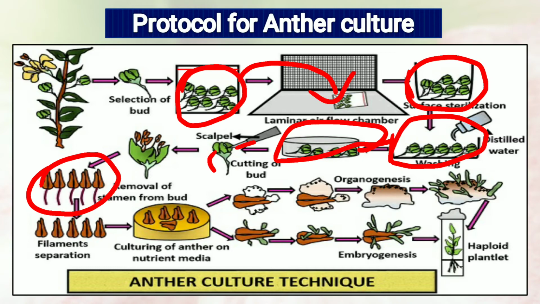Then the filaments are separated, and the anthers are placed on a culturing medium or solidified medium. It is the MS medium or White's medium or Nitsch's medium. You can take any type of medium for culturing your anthers.